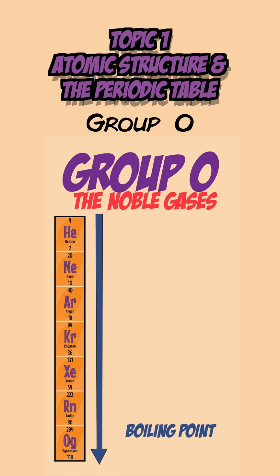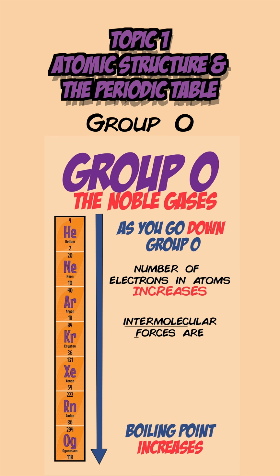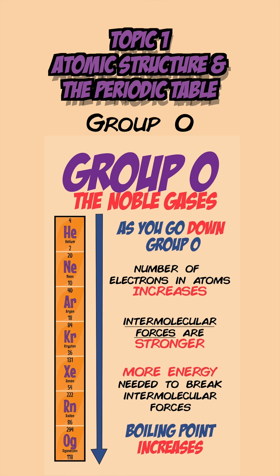The boiling point of noble gases increases as you go down the group. This is because the number of electrons in the atom increases. This makes the bonds between the atoms, known as intermolecular forces, stronger. The stronger bonds mean that more energy is needed to break these intermolecular forces, which means the boiling points will get higher.